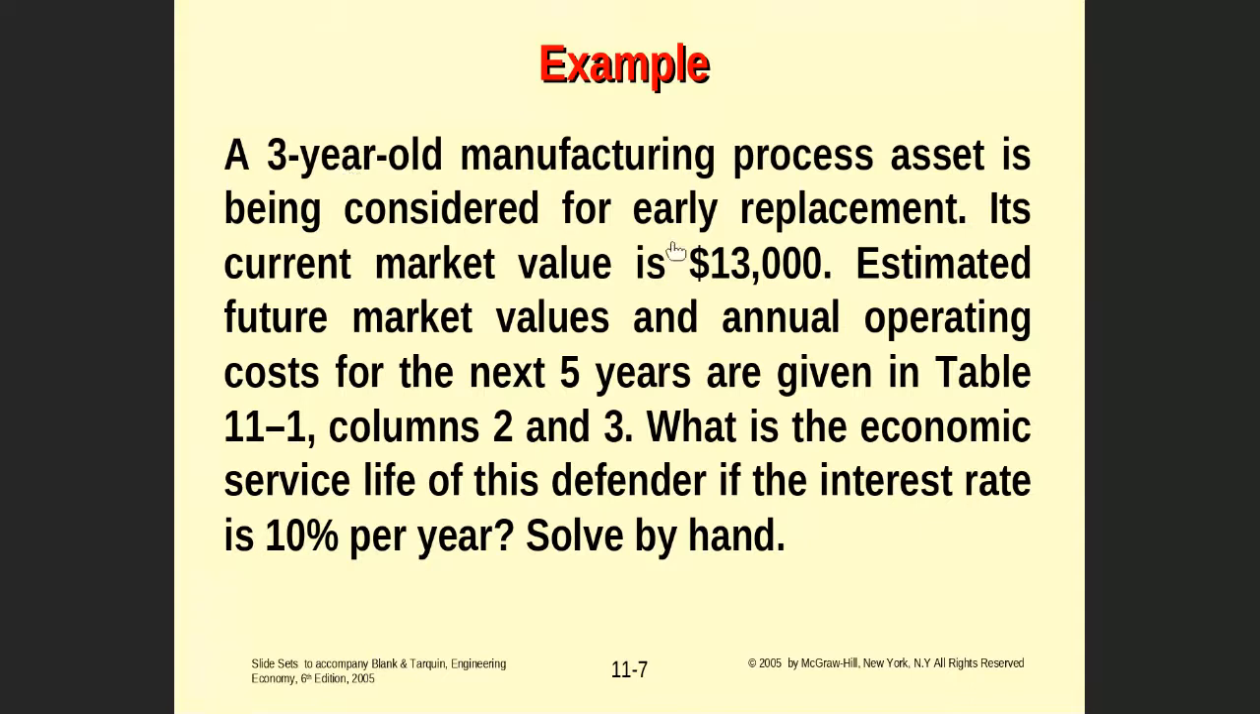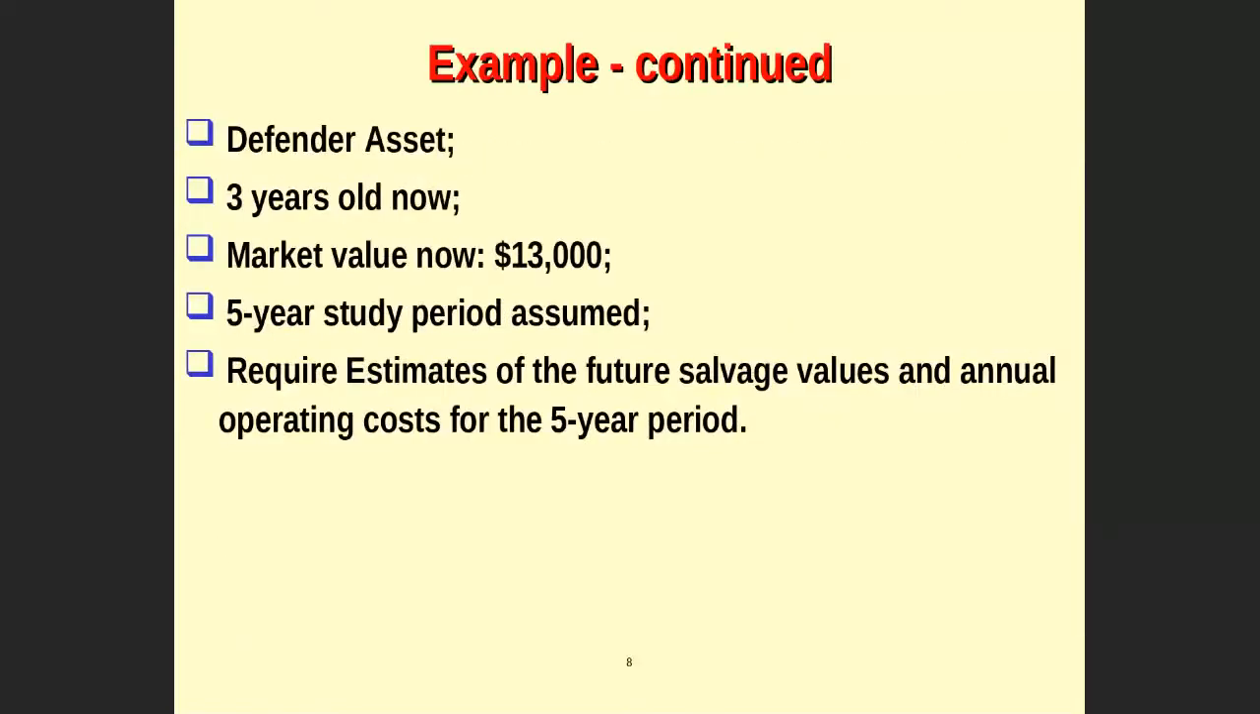So our formulation starts from this point now after 3 years, and that will be time 0, and then we will count 5 years from that year. All right. This is summarizing the example. Defender asset is 3-year-old now. The market value now is 13,000. A 5-year study period is assumed, and we estimate the annual operating cost. It is given in the next table for the 5 years.